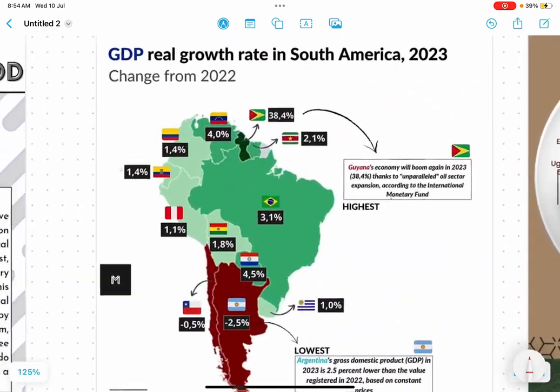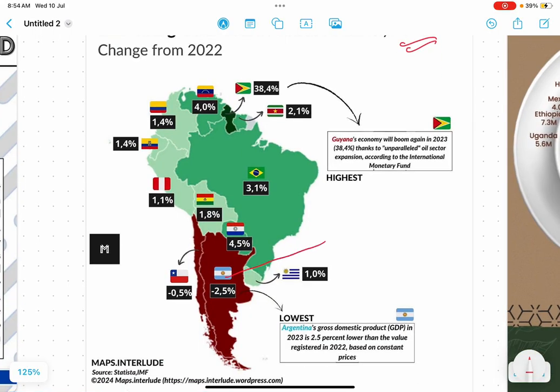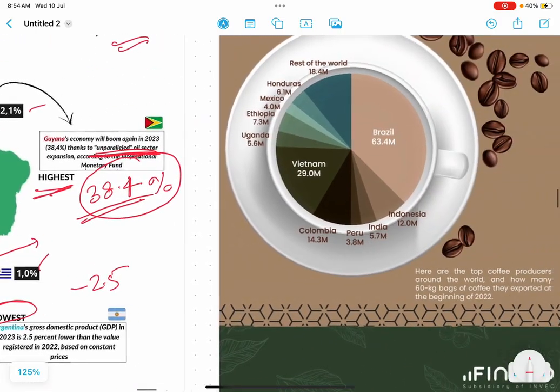The next map is the real GDP growth rate in 2023. As you can see, Argentina is doing really badly. It is the lowest, minus 2.5. Then Chile is also doing really badly, minus 0.5. Whereas Guyana right here is doing the highest, due to its unparalleled oil sector. It is 38.4% growth in Guyana. The rest of the countries are 1%, 4%, 3%, 1%, 4%, 2% and 1%. Right? So let's go to the next map.